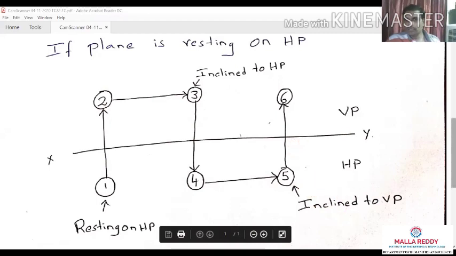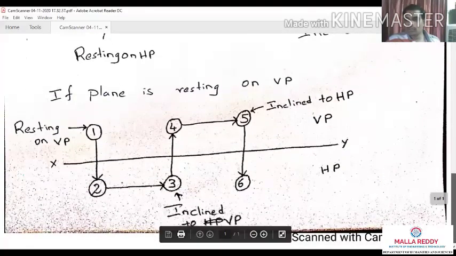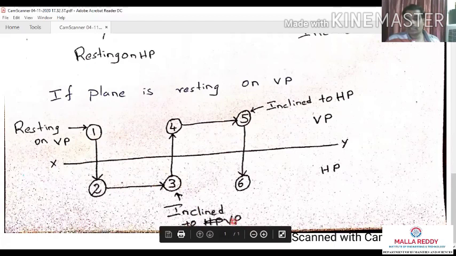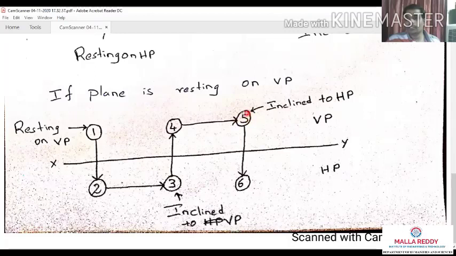And if the plane is resting on the vertical plane, the first step we draw it on the vertical plane, that is above the XY line. Then the projections continue. The third step is inclined to the vertical plane. We take the inclination value which is inclined to the vertical plane, and the procedure goes on. The fifth step will be inclined to the horizontal plane, so the plane we get will be inclined to horizontal. So this is the review of the previous class.